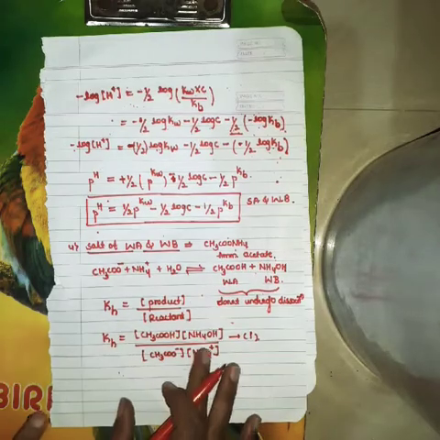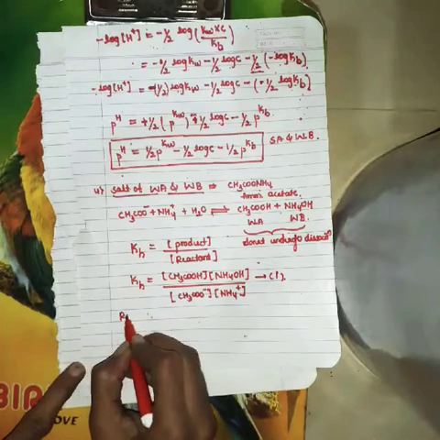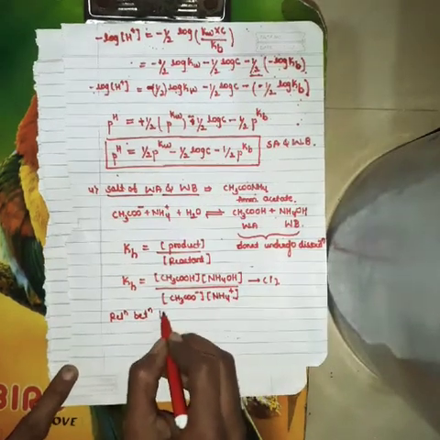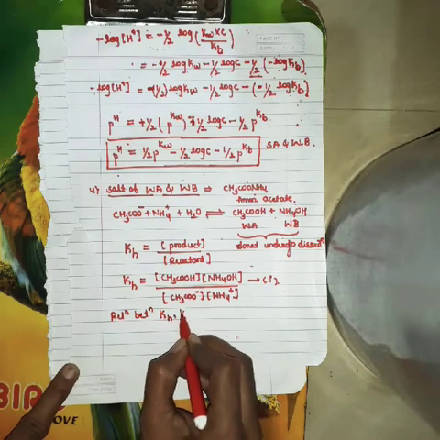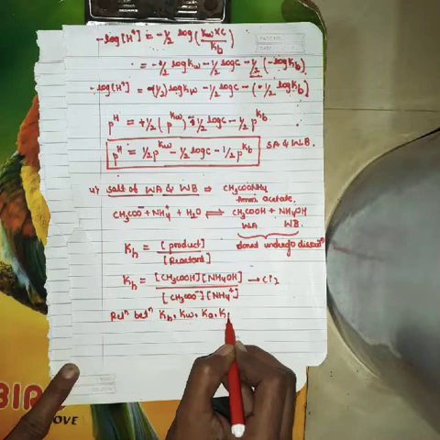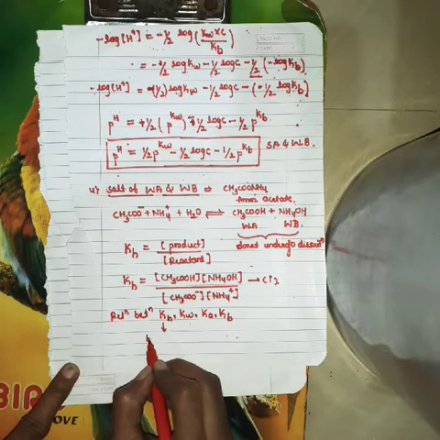We want to calculate the relation between Kh, Kw, Ka and Kb. We already know Kh means hydrolysis constant.